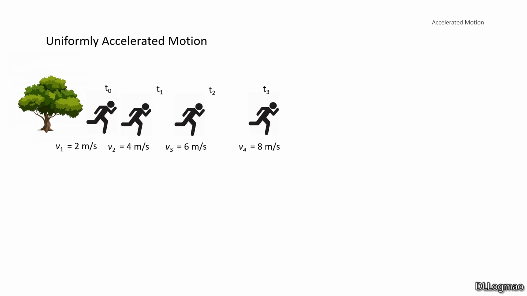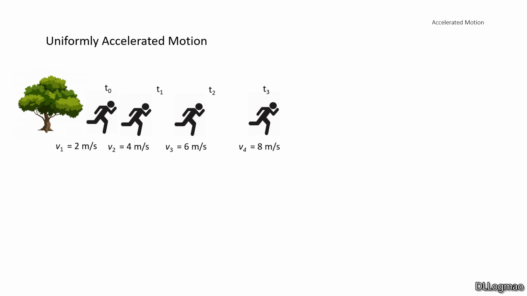The other type of motion based on the change in position is accelerated motion. When the velocity of the body changes, either increasing or decreasing, the body is accelerating. Here, let's consider a constant change in the speed or velocity of the body. It is classified as uniformly accelerated motion.